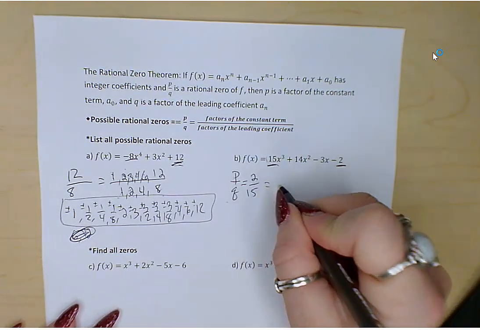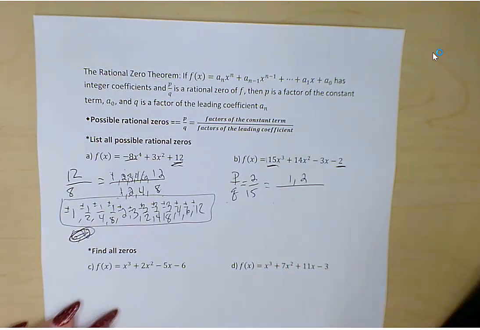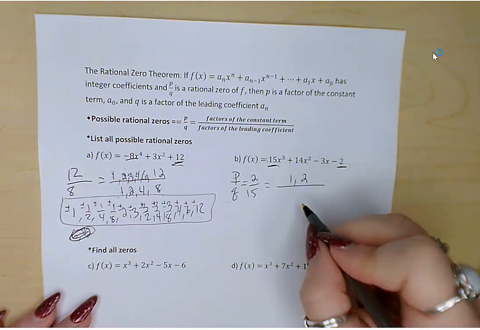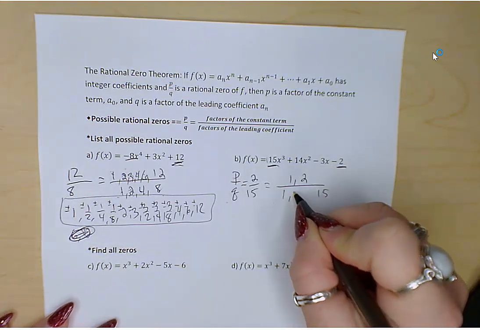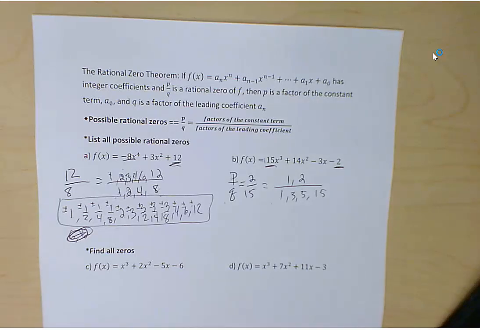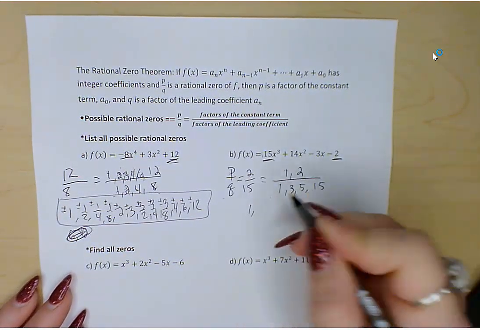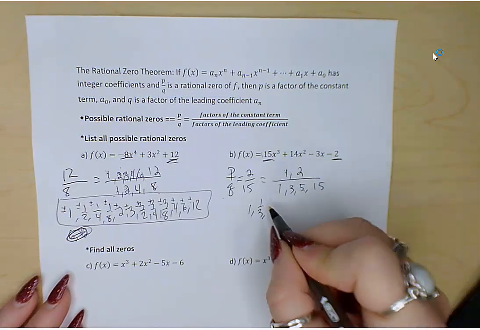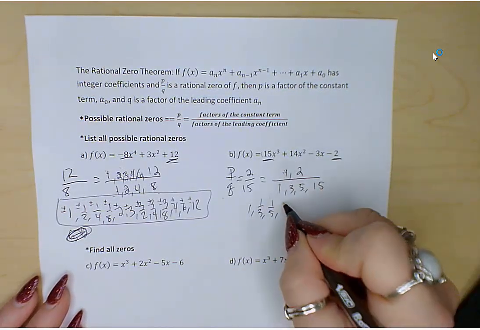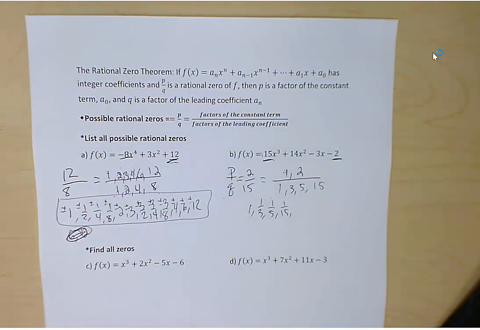So all the different factors of 2, the only way to get a 2 is a 1 times a 2. The only way to get 15 is 1 times 15, and 3 times a 5. Let's start with that 1. 1 over 1 is a 1. 1 over 3 is a third. 1 over 5 is 1/5. 1 over 15 is 1/15.